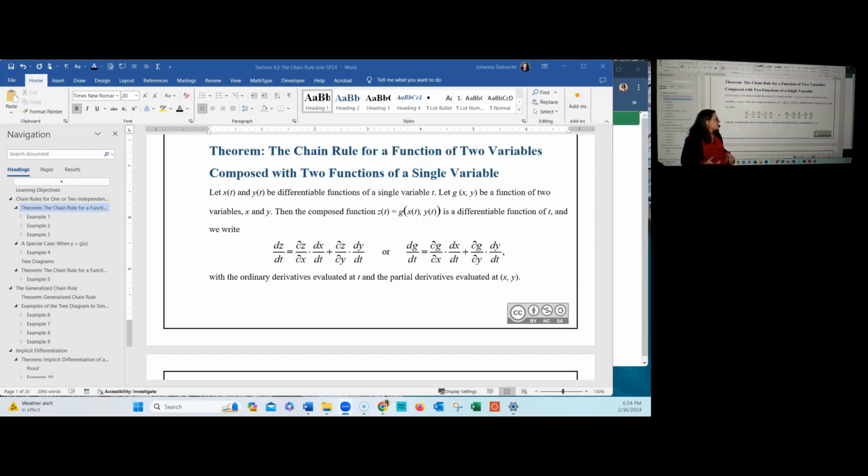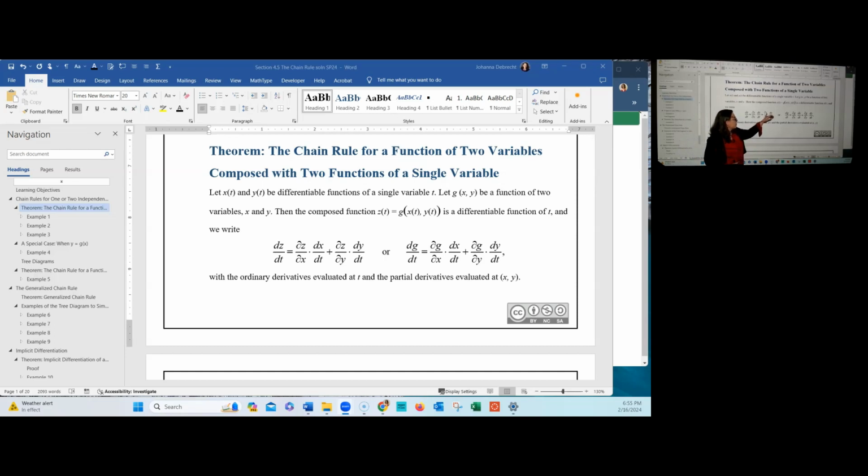with respect to t. But that's not all that z depends upon. Z, or the function g, also depends on the independent variable y. Y itself, though, is a function of t, making y both an independent variable for g and a dependent variable based on t.